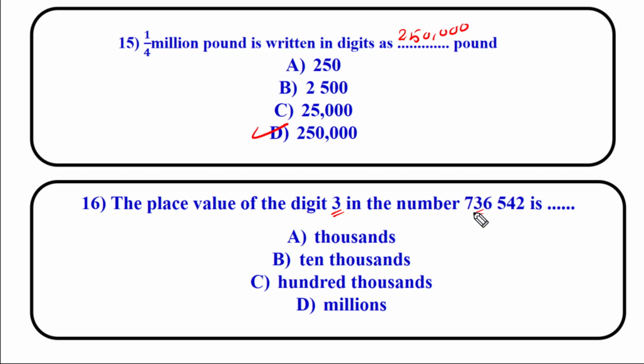So thousands period, but 3 here in the thousands period with the second digit, it will be 10,000. So 3 in what, guys? In 10,000. The correct answer is B.